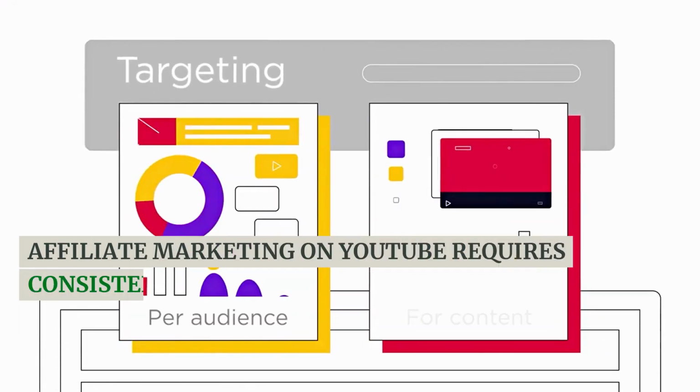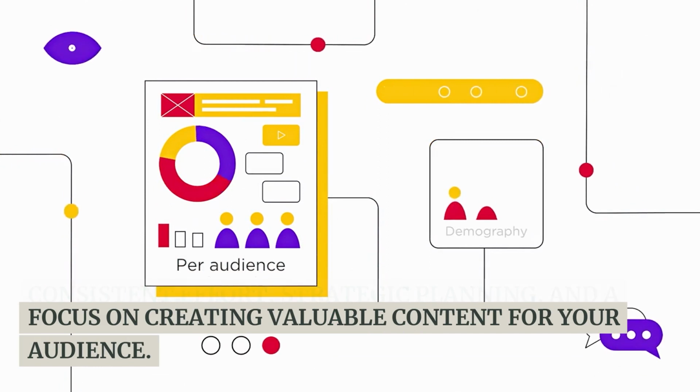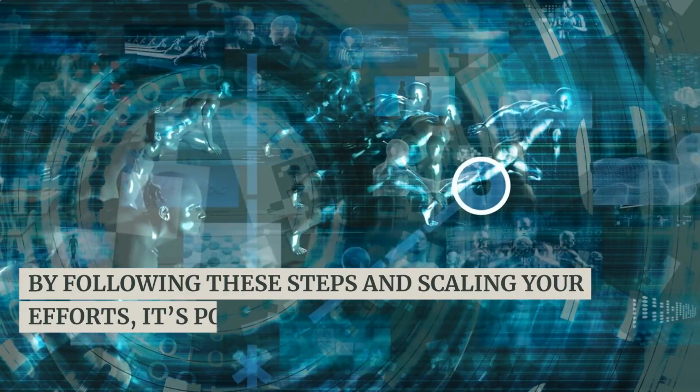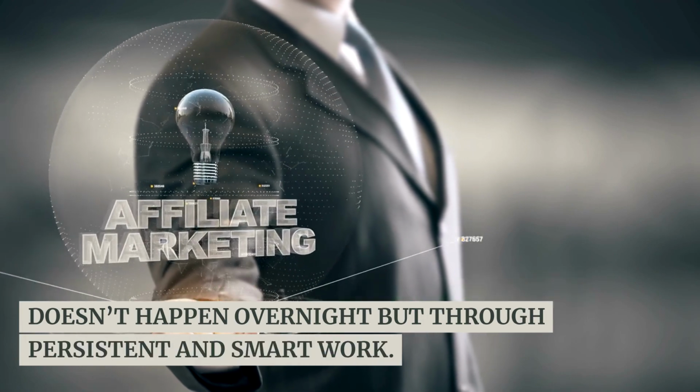Affiliate marketing on YouTube requires consistent effort, strategic planning, and a focus on creating valuable content for your audience. By following these steps and scaling your efforts, it's possible to reach significant earnings. Remember, success in affiliate marketing doesn't happen overnight but through persistent and smart work.